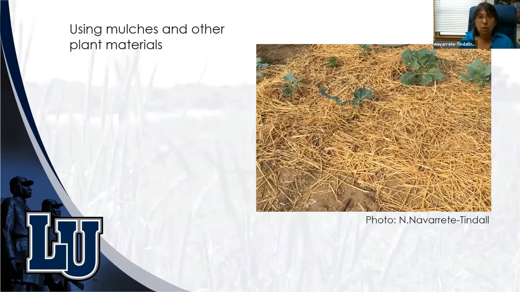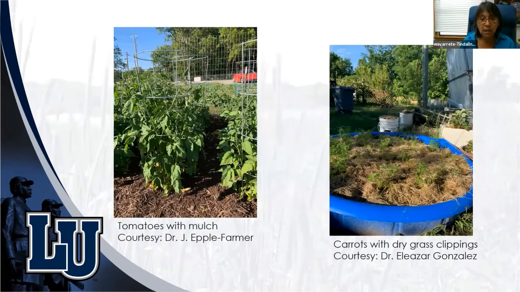So what about using mulches and other plant materials? In this case, we use just straw. We're growing some cabbage-like plants. I forgot what they were, but it's what you use to protect from weeds. And then we have tomatoes, in this case with mulch, that Dr. Apple Farmer has in the community garden. And Dr. Gonzalez in his place, he grows carrots using dry grass clippings as mulch.